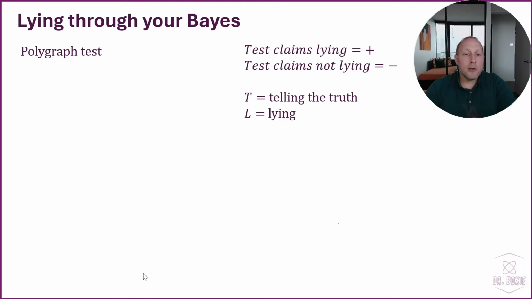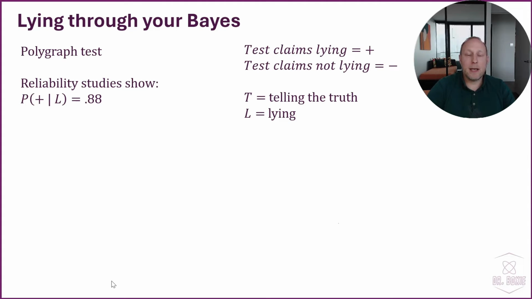Now, let's assume that we know some things about the reliability of the test. We, for instance, know that when people are lying, the test will actually claim they are lying 88% of the time, which is not too bad. We also know that when people are telling the truth, the test will actually claim they are telling the truth 86% of the time.